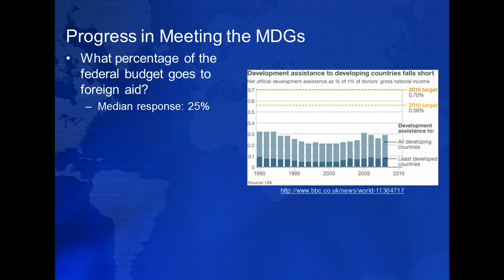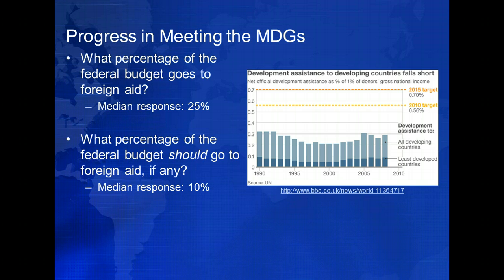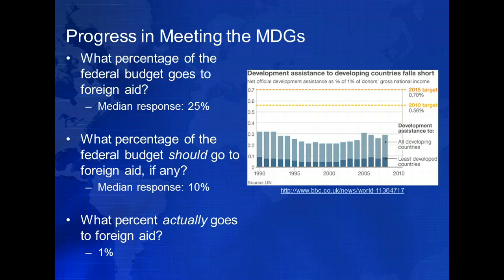Public opinion surveys regularly ask Americans what percent of the federal budget they believe goes to foreign aid. The median answer received on these surveys is usually around 25%. When asked how much they think should go to foreign aid, the median answer is 10%. In reality, only 1% of the federal budget, representing about 0.2% of GDP, actually goes to foreign aid.